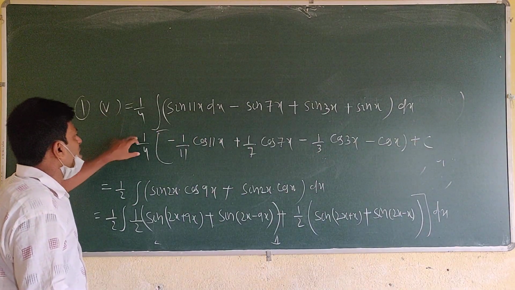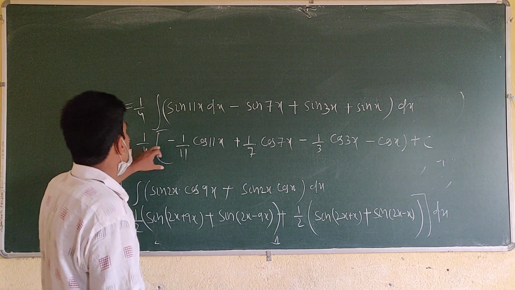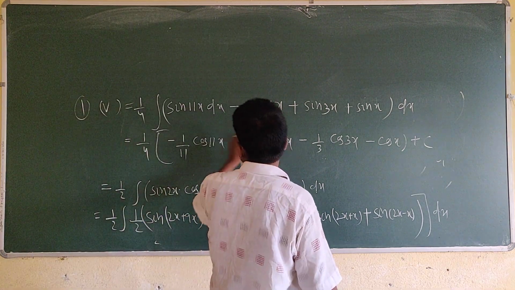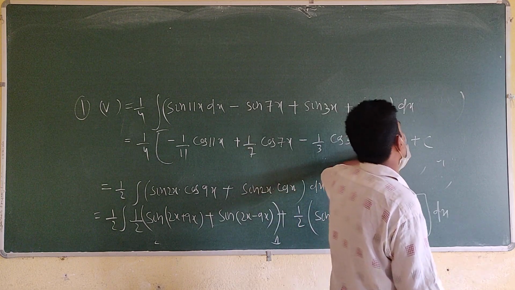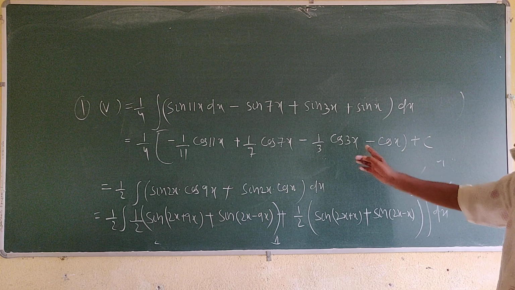B is 1 by 4. If you expand, that is minus 1 by 44 cos 11x plus 1 by 28 cos 7x minus 1 by 12 cos 3x minus 1 by 4 cos x plus c. You can also write in this way, but it is better to write in the earlier way.